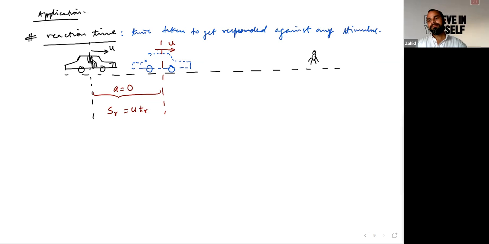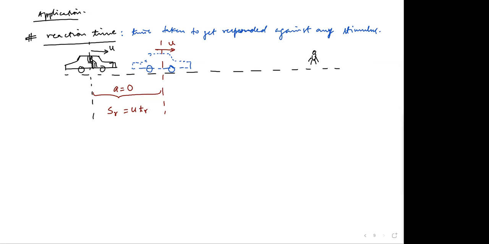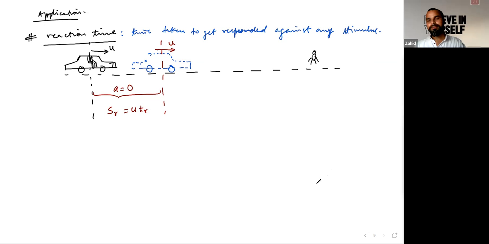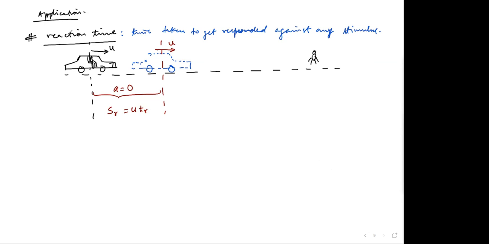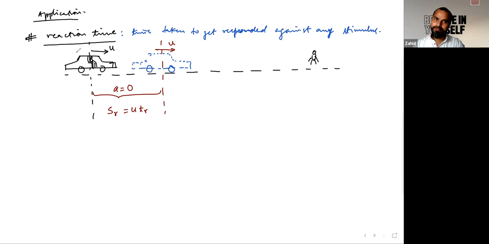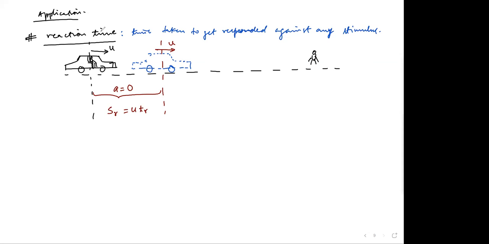Is it clear? Yes, sir. Khalid, any doubt related to this particular reaction time? Salman?